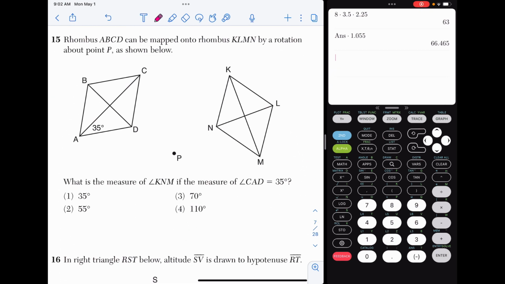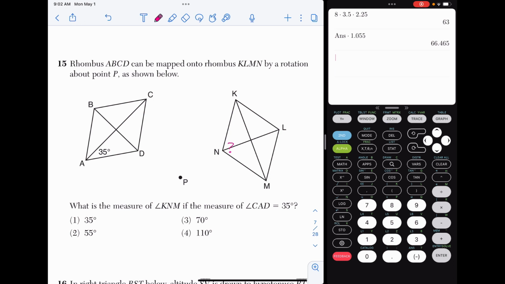All right, taking a look at number 15, rhombus ABCD can be mapped onto rhombus KLMN by a rotation about point P as shown below. What is the measure of angle KNM? I'm just going to put a question mark in there since that's what we're looking for. If the measure of angle CAD is 35. Okay, so let's think about what matches up with one another. If we were trying to figure out what angles correspond from one picture to the other, here's how I'm going to map it. So C and M should correspond.